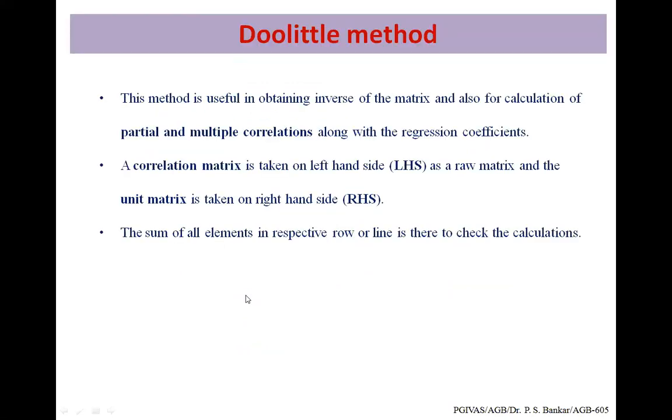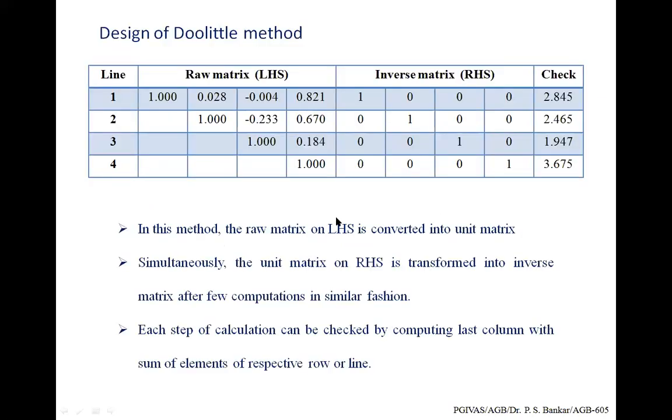Then in the next, Doolittle method, which is generally applied in case of correlation and regression coefficient, we are keeping the correlation matrix on the left hand side, and on the right hand side there is a unit matrix. And what we are doing, we are making some changes, some calculations, so that our left hand side matrix, which is a correlation matrix, will convert into a unit matrix. So accordingly, whatever changes happen in the unit matrix, this is nothing but the value of the inverse matrix. So this is somewhat the design of inverse matrix.